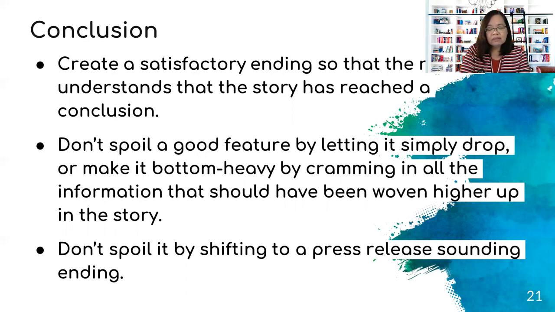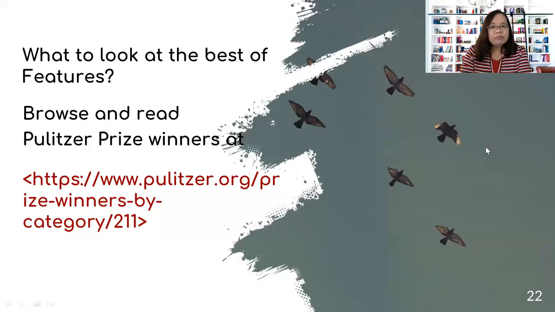So as we said, there is no fixed way of writing a feature, but one thing it should have is a flow. It should flow smoothly from beginning to end. If you want to look at more examples of good feature writing, I suggest you browse this site. It is the collection of Pulitzer Prize winners in the feature category.